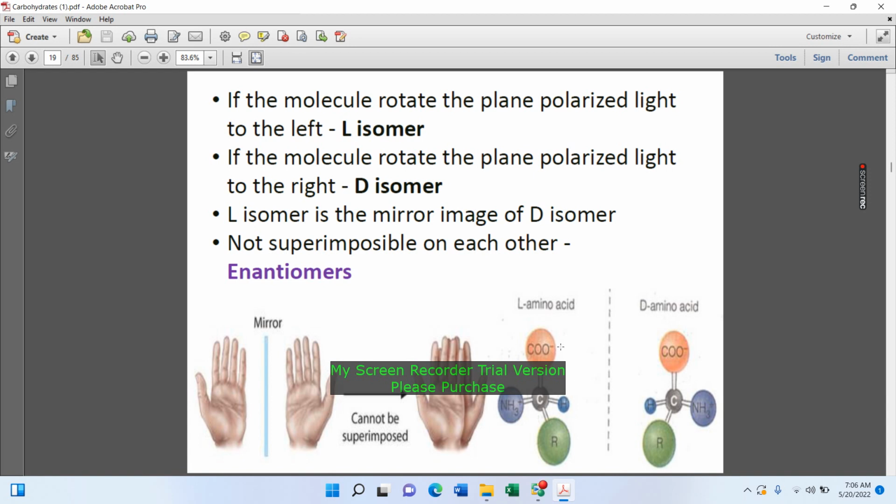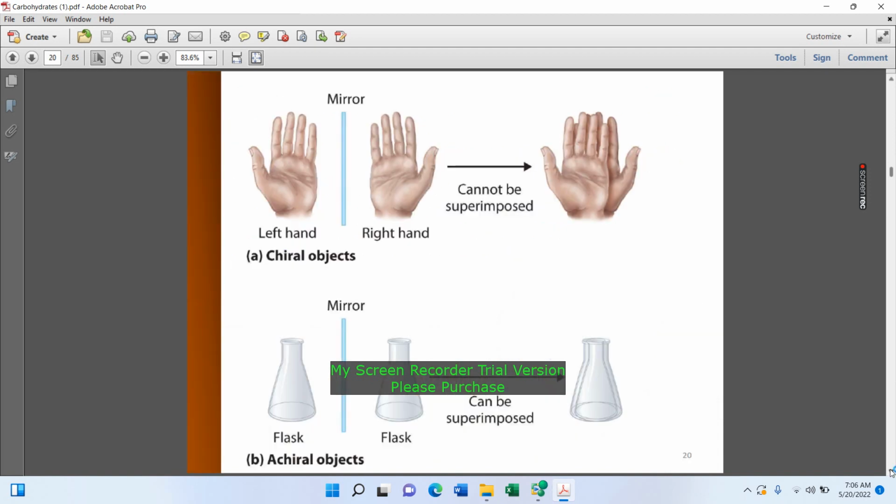For example, this is the L amino acid, this is the D amino acid. Here the H is on this side, NH3 is on this side. Now H is on this side and NH3 on this side, but they cannot be superimposed.